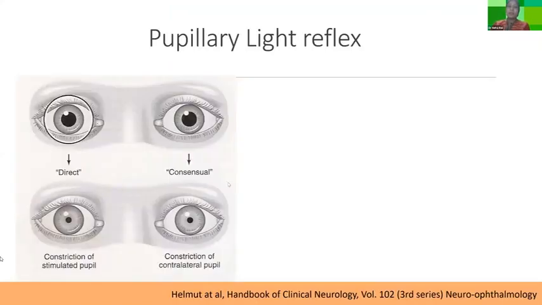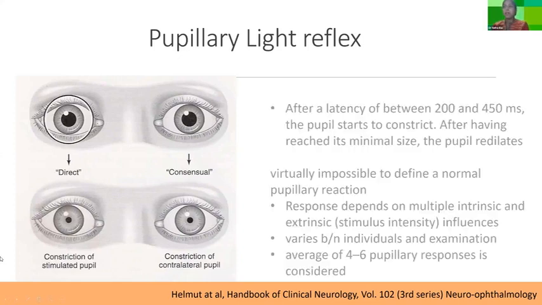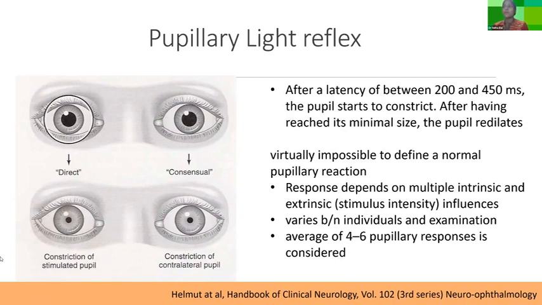Pupillary light reflex. Whenever light is focused on one of the eyes, the constriction of the stimulated pupil is the direct light reflex, whereas constriction of the contralateral pupil is the consensual light reflex. After a latency of about 200 to 450 milliseconds, the pupil starts constricting, and after having reached its maximum size, the pupil redilates.